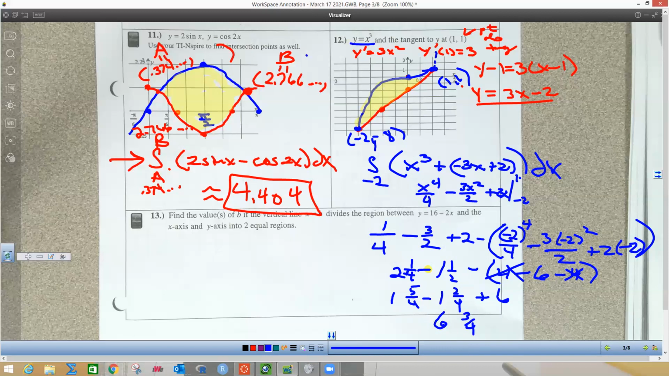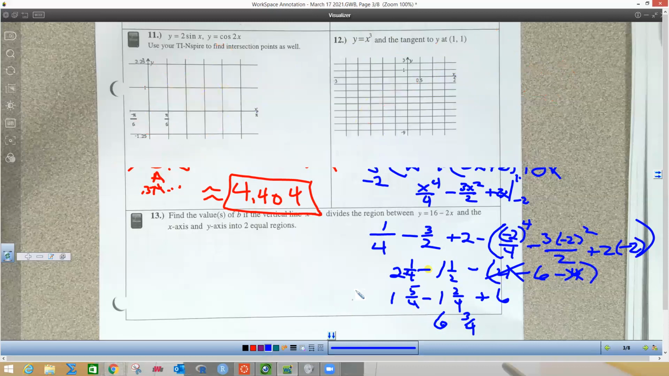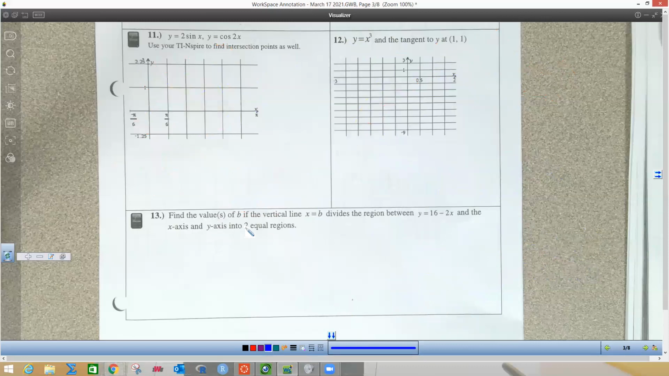Question 13. 13 says, find the value of b if the vertical line x equals b divides a region between this line, this axis, and this axis into 2 equal regions.